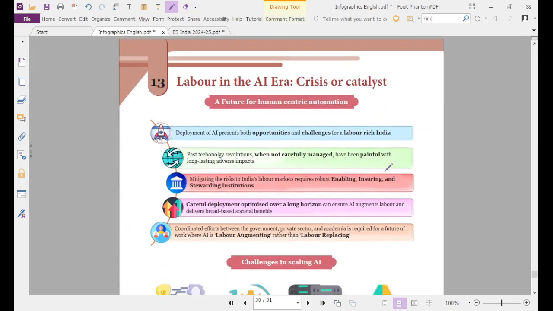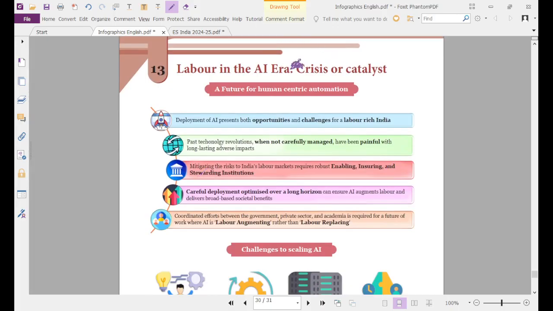economic survey. The last topic is about labor in the AI era, because artificial intelligence has been the buzzword. It is like a double-edged sword. Will it become a crisis or a catalyst? Just like a knife, whether it is in the hand of a doctor or in the hand of a thief. So we should focus on the good and how it can help in increasing opportunities and creating quality labor for the economic good. When not carefully managed, it can create painful issues, because AI should be controlled by a sensible human, not otherwise. Otherwise AI can create an existential crisis.